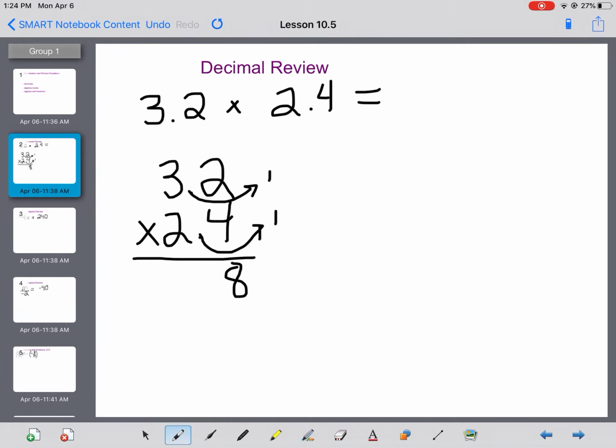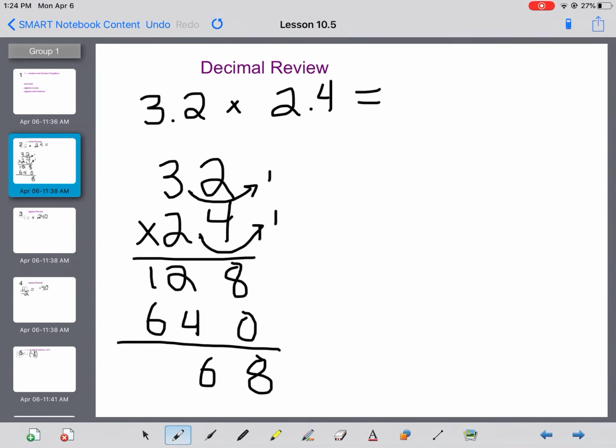So I do 2 times 4 is 8, 3 times 4 is 12, place is 0, 2 times 2 is 4, 2 times 3 is 6. I can add it together, and I get 768. Now, whenever you work with decimals, you have to remember to move the decimals back in. So we've moved them out of the way here so that we can just work with it regularly, and now we need to move them back in. So we move them in once, twice.